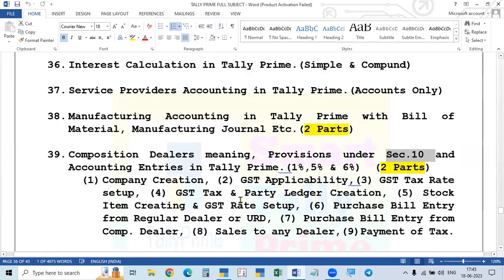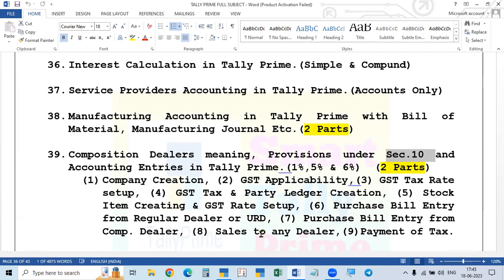Then some rules relating to composition dealers are: number one, outward supplies cannot be made in other states. That is, interstate outward supplies are not allowed. Outside the state, they cannot sell. But when purchasing, there is no restriction. They can purchase from anywhere in India, within their state or other states. For purchasing, there is no restriction. Only for sales, supplies should be made only within the state, not interstate. So this is one restriction.